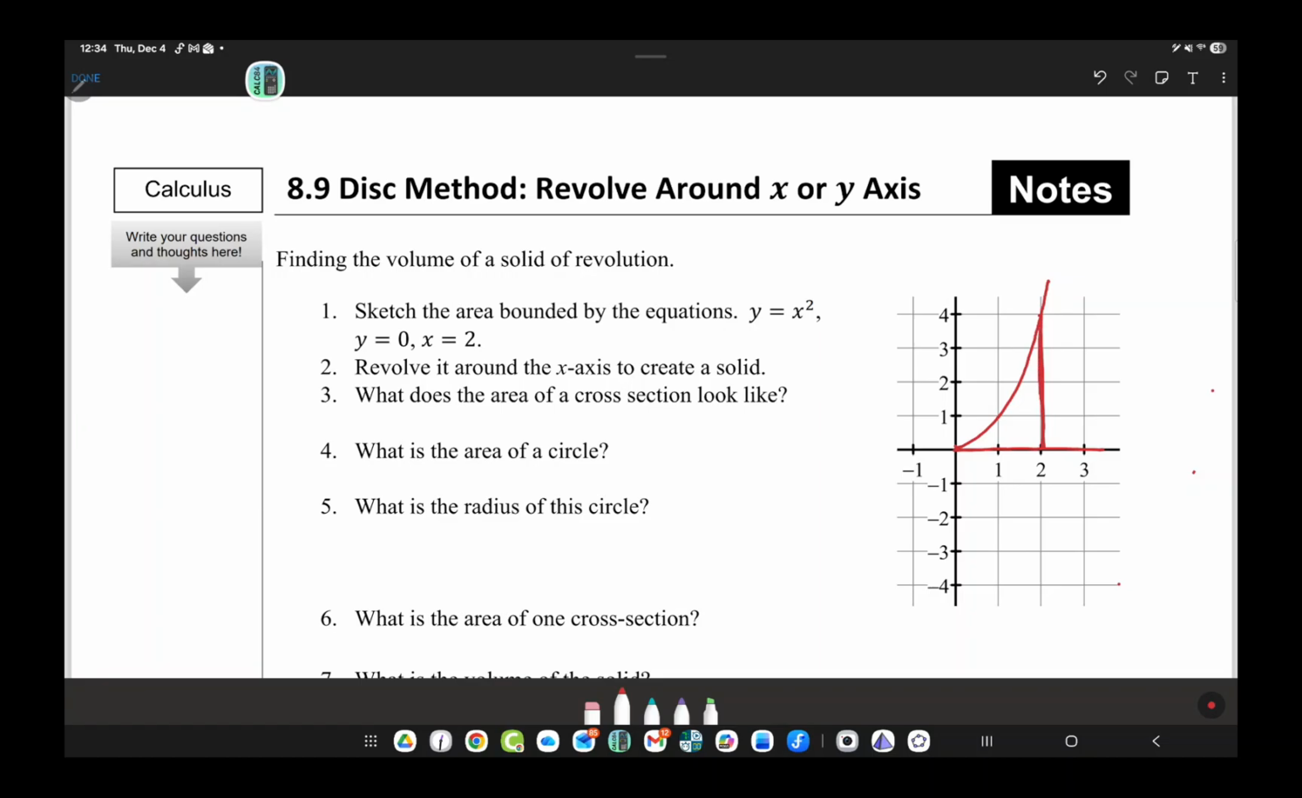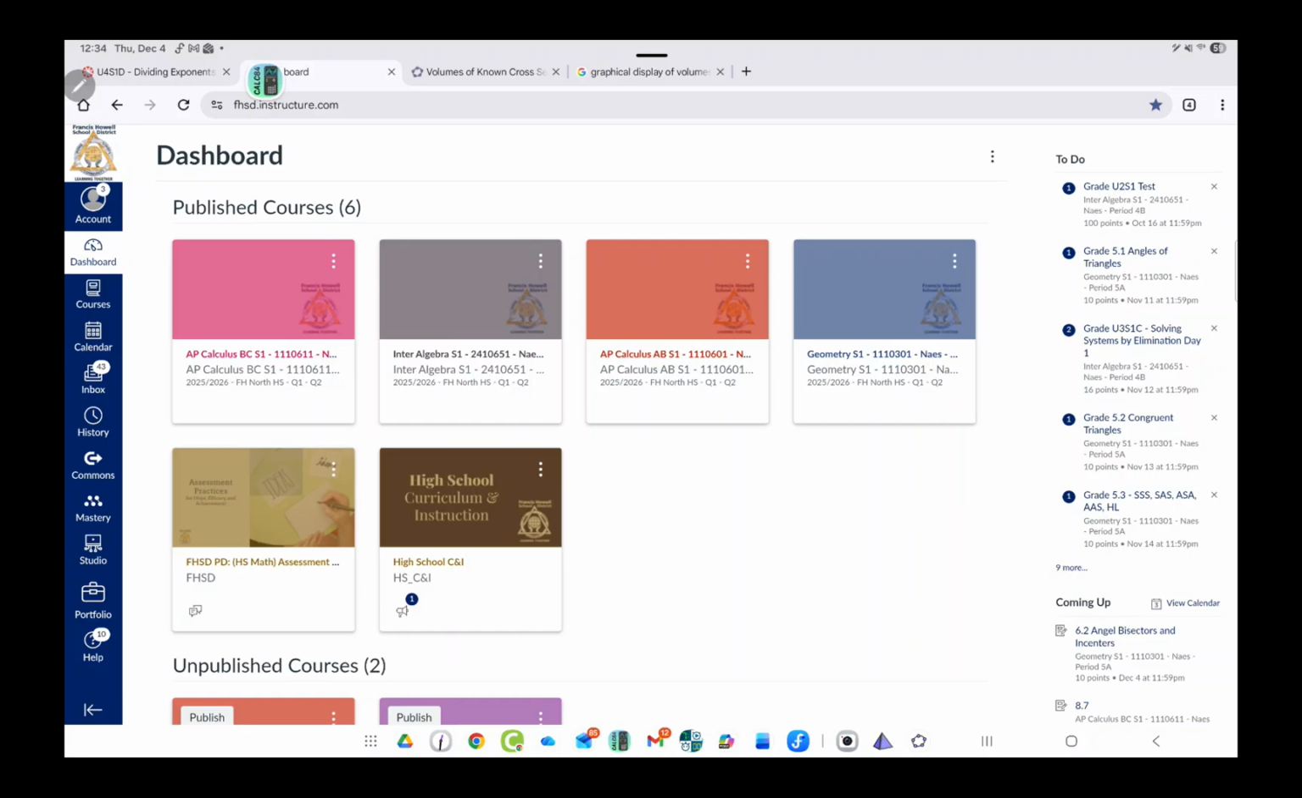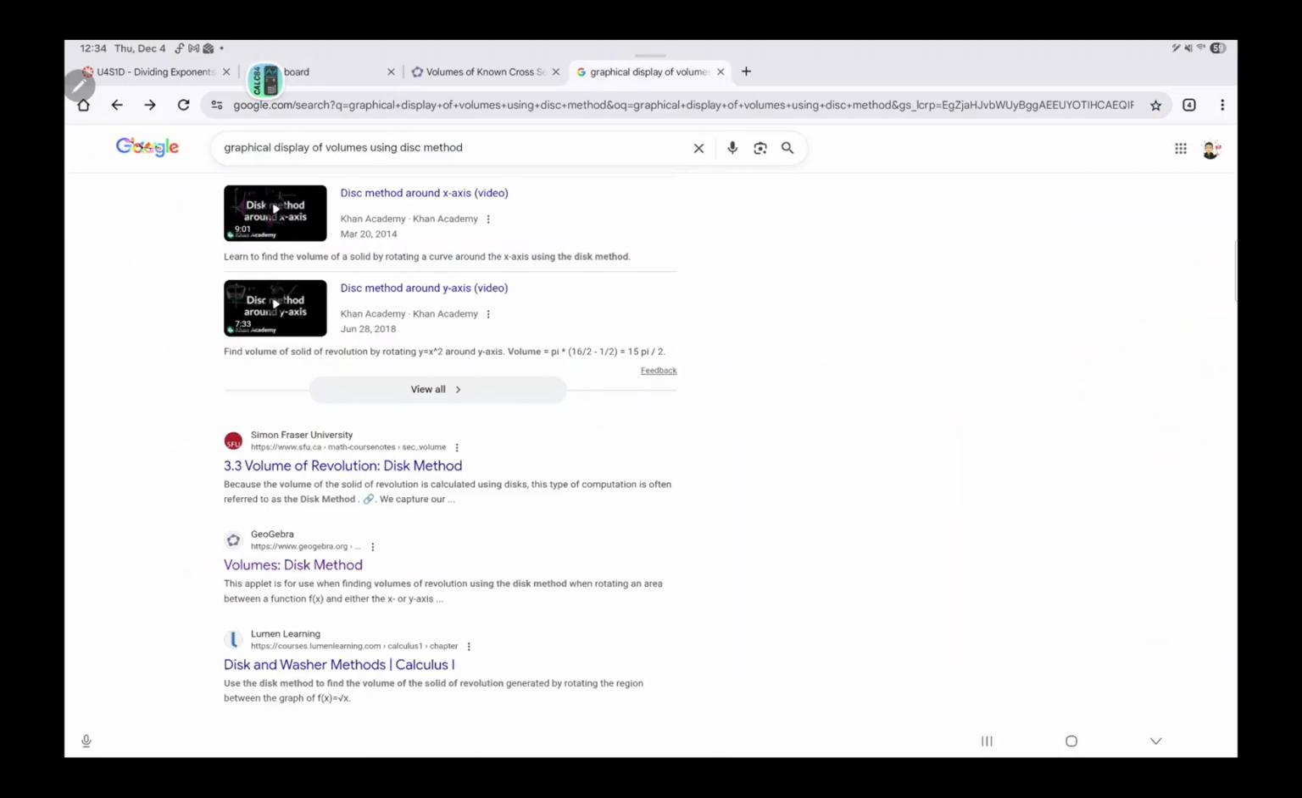All right. So that is just step 1. So go ahead and graph that. Step 2 is to revolve that around the x-axis. So let's look at what that means to revolve something around the x-axis.